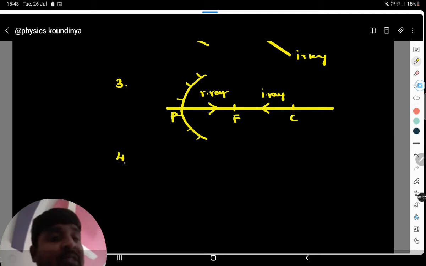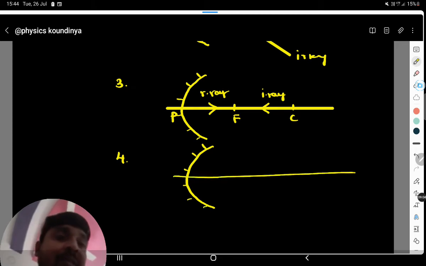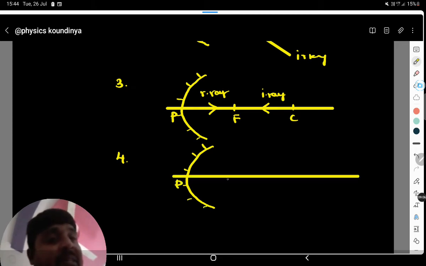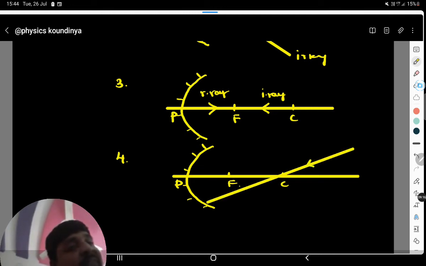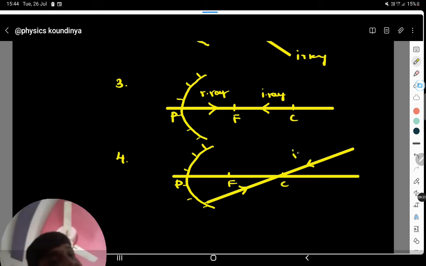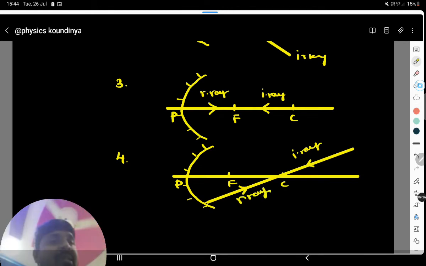Now the fourth rule says that this is our concave mirror. Now this is the principal axis. This is P, F, and C. If the incident ray passes through C, then the reflected ray bounces back onto the C. This is our incident ray and this is our reflected ray. If the incident ray passes through C, then the reflected ray also bounces back onto the C.